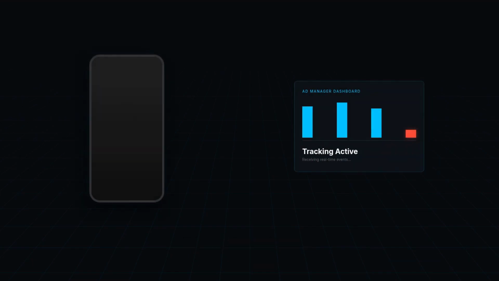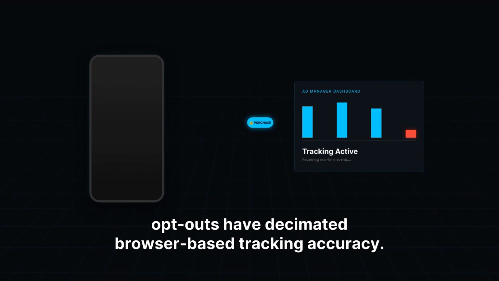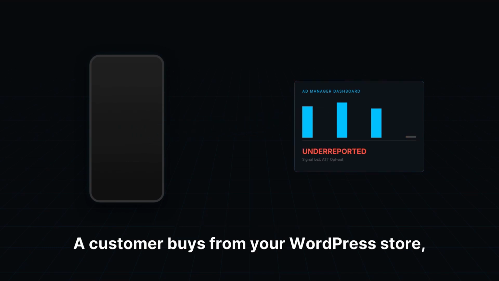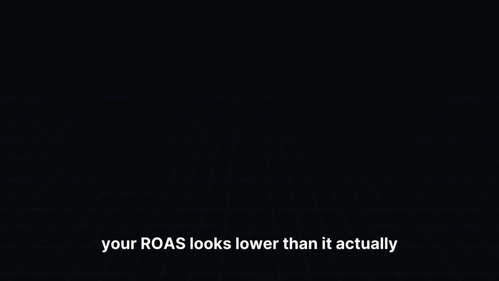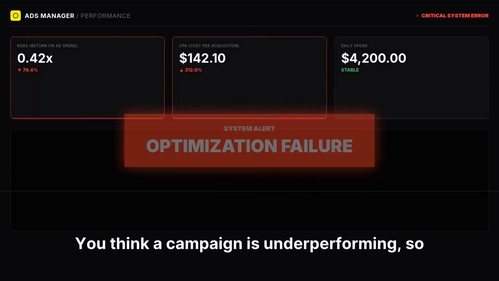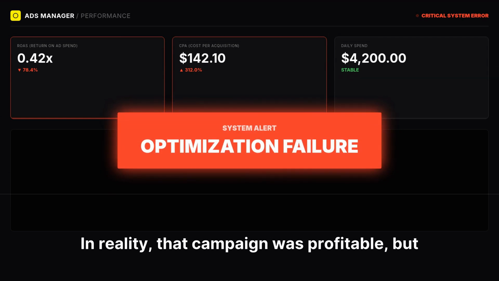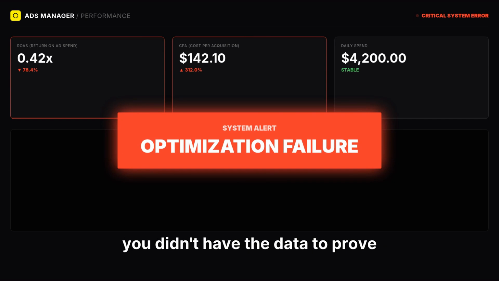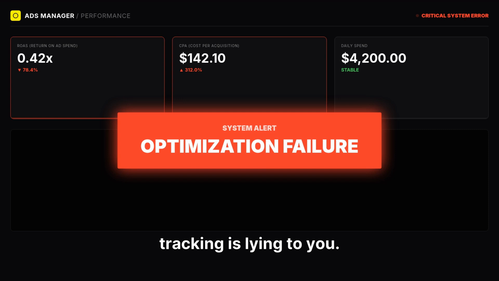You are literally flying blind with half of your conversion data missing. Then there's iOS. Since the App Tracking Transparency update, user opt-outs have decimated browser-based tracking accuracy. A customer buys from your WordPress store, but because of an iOS restriction, Snapchat never receives that signal. Your ROAS looks lower than it actually is. This leads to a dangerous cycle. You think a campaign is underperforming, so you turn it off. In reality, that campaign was profitable, but you didn't have the data to prove it. You're killing your best ads because your tracking is lying to you.